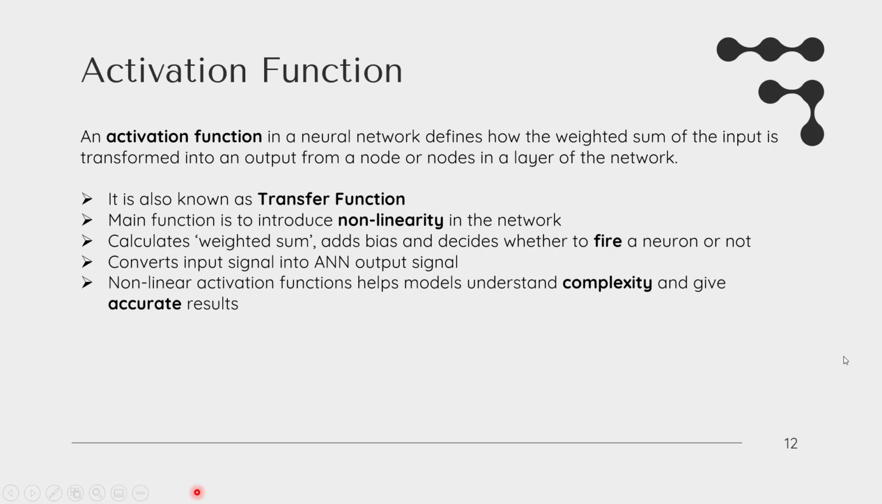To answer this question, we can say that an activation function determines how the weighted sum of the input is transformed into an output from one node or nodes in a layer of the network. It is also known as a transfer function. The main job of it is to introduce nonlinearity in the network. It calculates the weighted sum, adds bias, and decides whether to fire a neuron or not, like I explained in my previous slide. A nonlinear activation function helps the model understand complexity and gives accurate results.